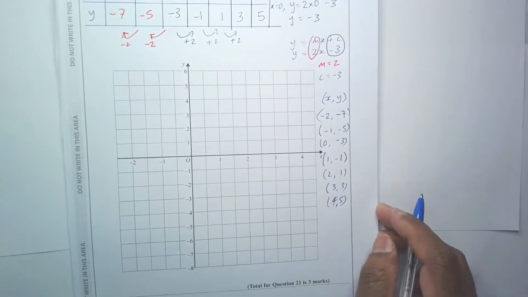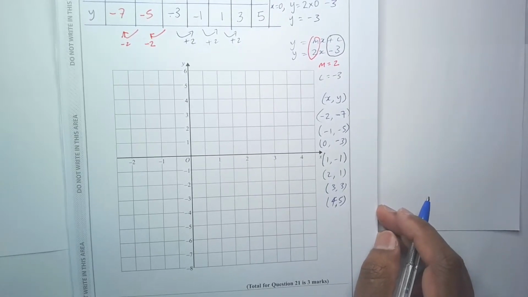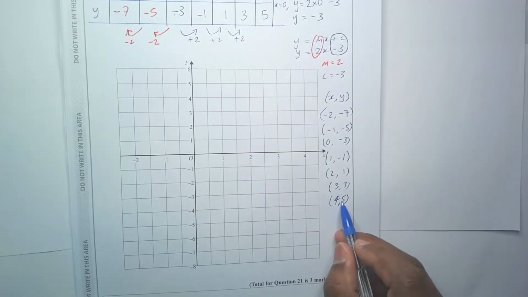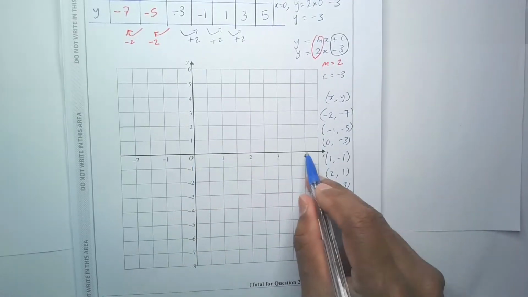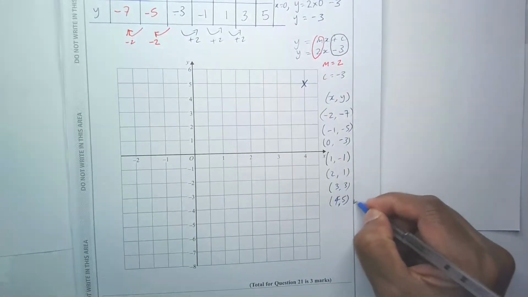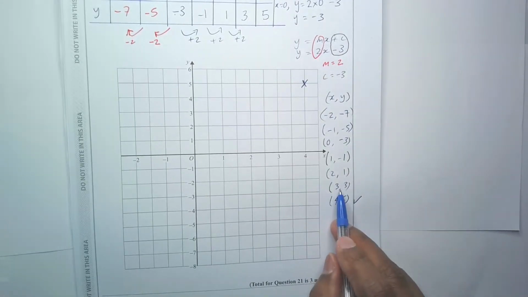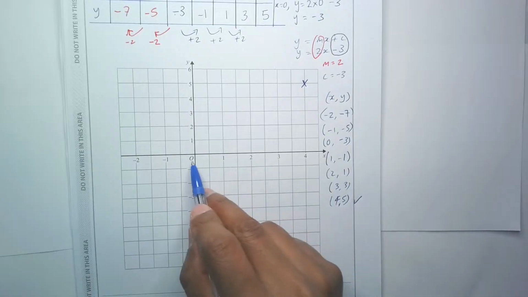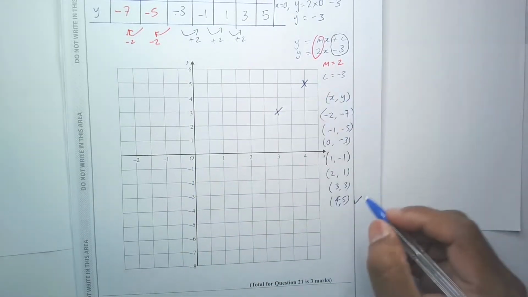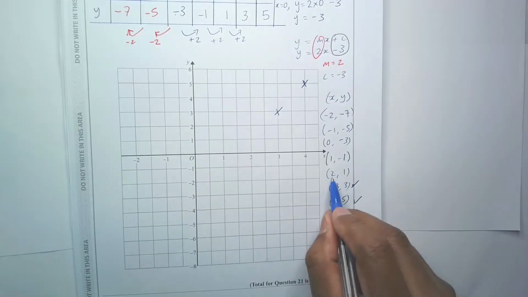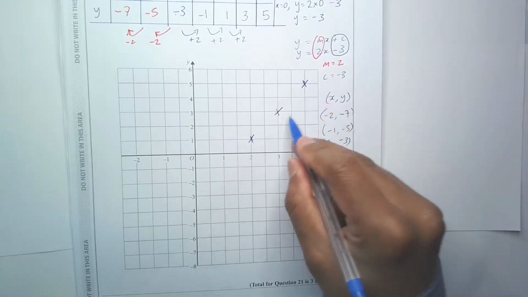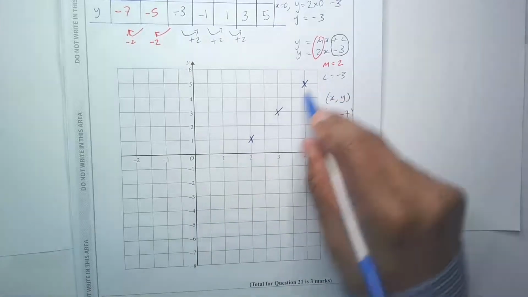Now, the main thing I want to highlight, if you want to speed up the process, is we need 3 points. So I'm going to go with the positive numbers. Along the corridor 4, up the stairs 5. Tick that off, that's 1 point. Along the corridor 3, up the stairs 3. And then the next one is along the corridor 2, up the stairs 1. So I just need 3 points, and then I can just draw a straight line.